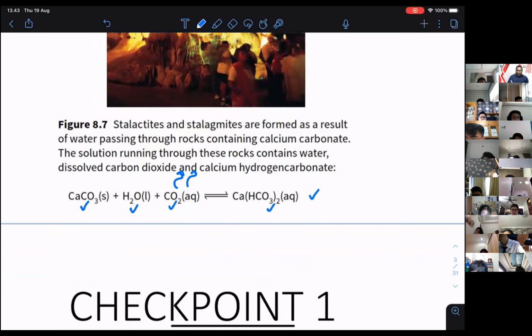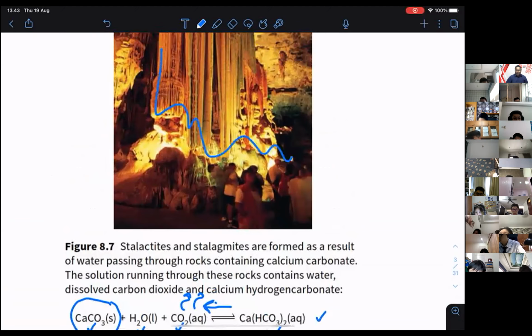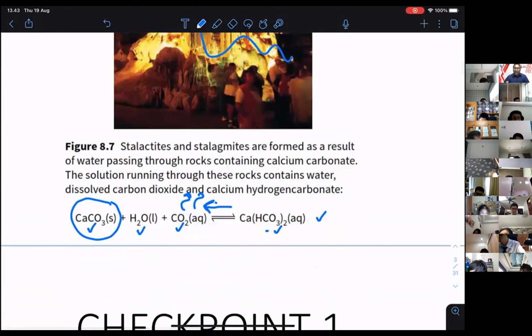So you need to form more carbon dioxide. If you want to form more, of course, you need to put the arrow towards your left. You want to form more carbon dioxide. So this will react, or decompose, to give you this. During that process, what happens? You are going to have more calcium carbonate being formed. And this calcium carbonate is the one that is responsible for all these formations, stalactites and stalagmites.